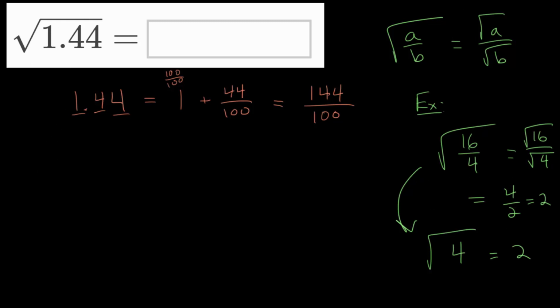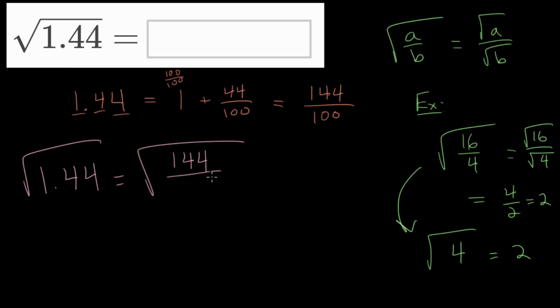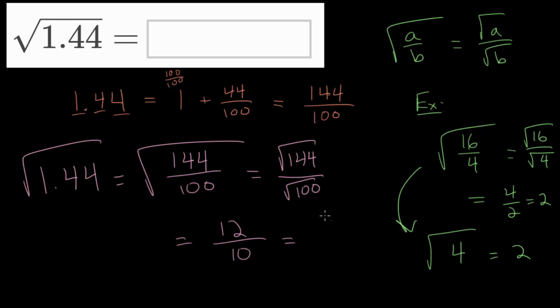So when we have this square root of 1.44, we can rewrite this as the square root of 144 hundredths, and we can just take the square root of the numerator and divide by the square root of the denominator. The square root of 144 is just 12, and the square root of 100 is 10. If we want, we can simplify this to 6/5, or we can even write this as a decimal. Since we have 12 tenths, this is 1.2.